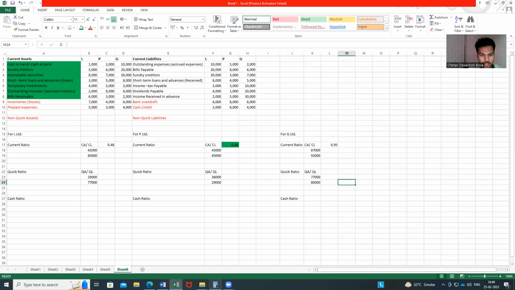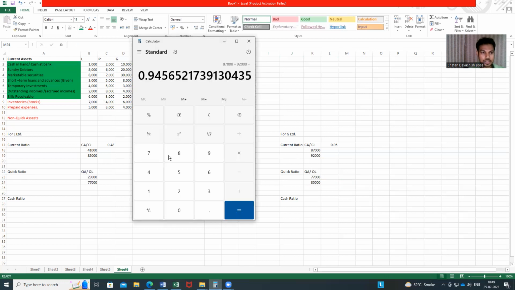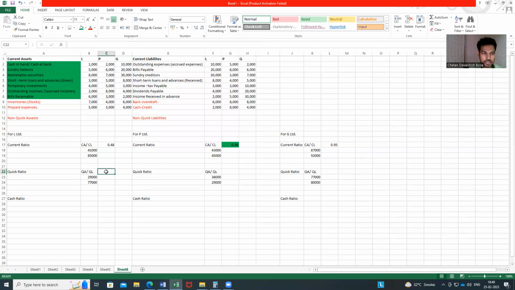Now I just need to divide them and get the answer. 29,000 divided by 77,000. 0.38.